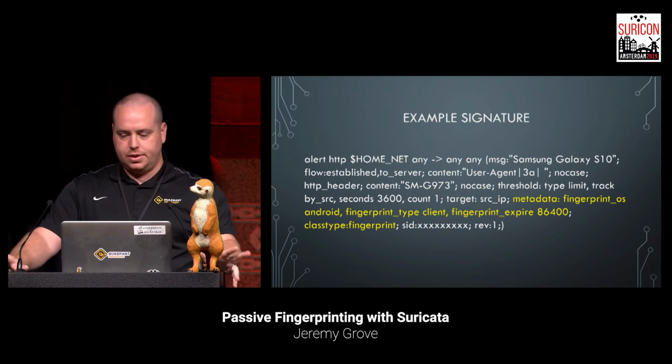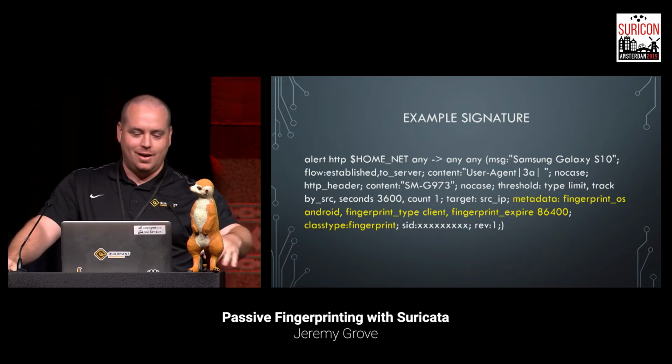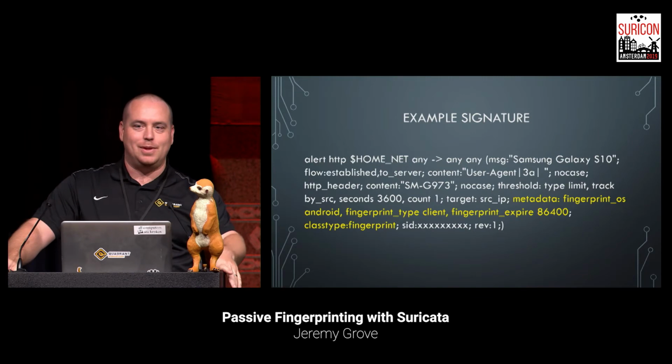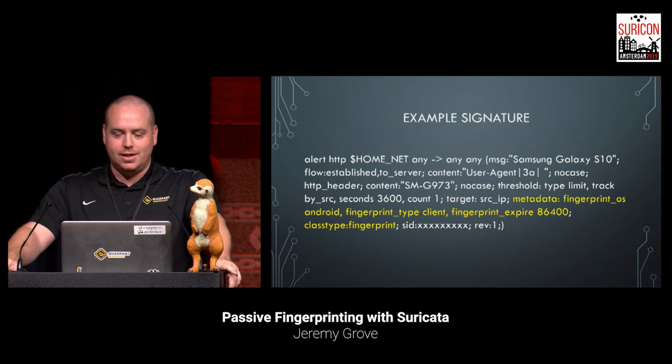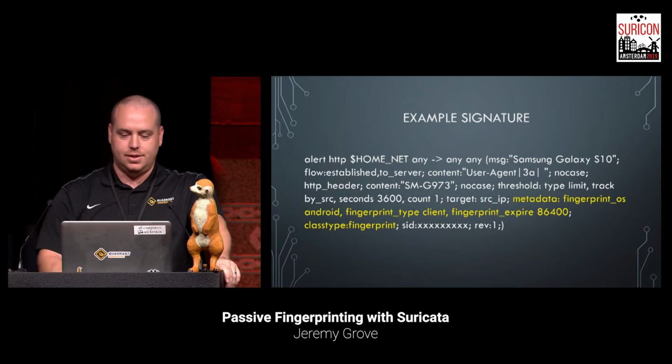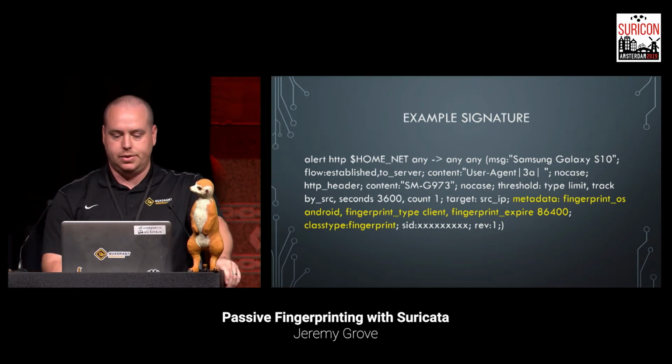So here is a quick example of the signatures. And just as a side note, some of these earlier talks have pointed out how my signature might not be the most efficient at the moment. I'll fix that later, I promise. So this particular signature is looking for the Samsung Galaxy S10. As you can see, the content there is looking for that model number. Samsung's gracious enough to put their model number in every user agent. And then I've highlighted here the metadata section that shows you an example of how the metadata is being used, how it's written into the signature for later use.